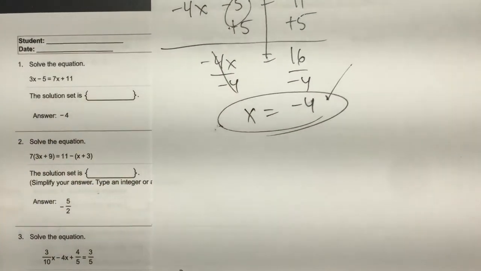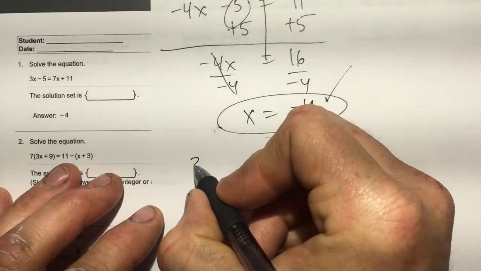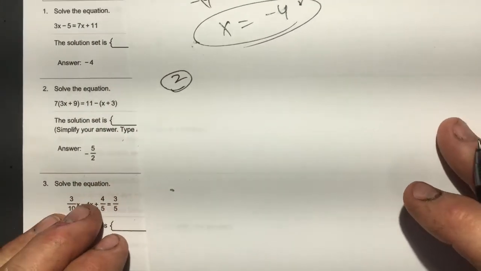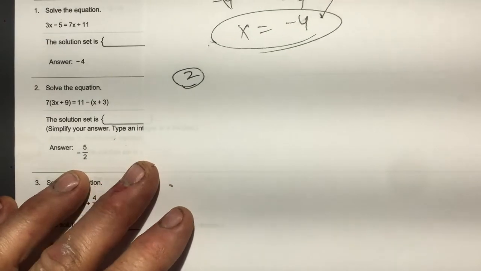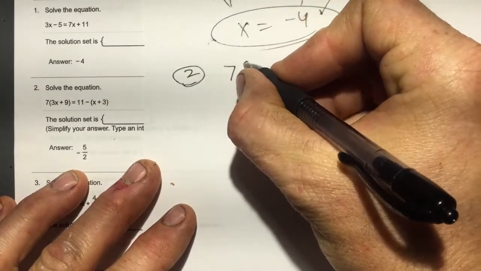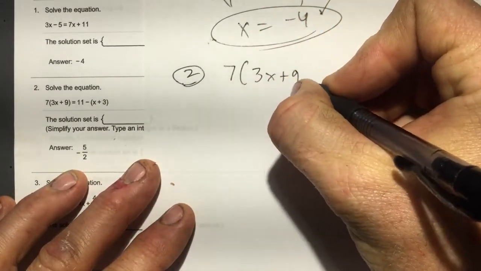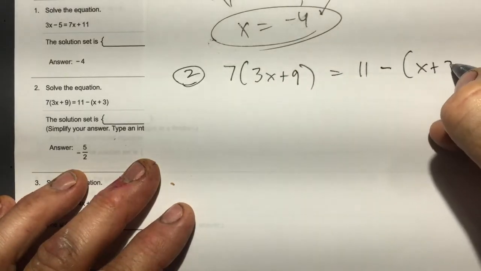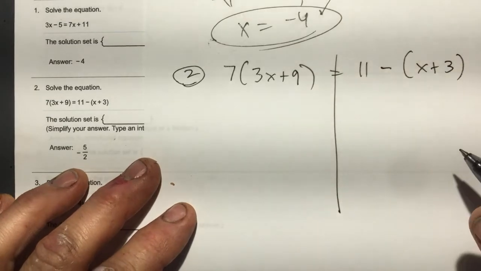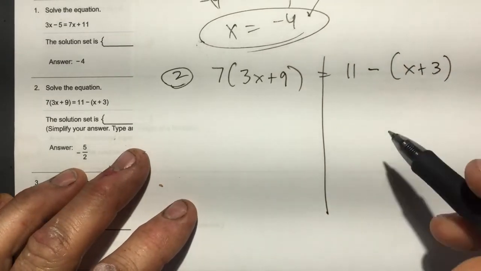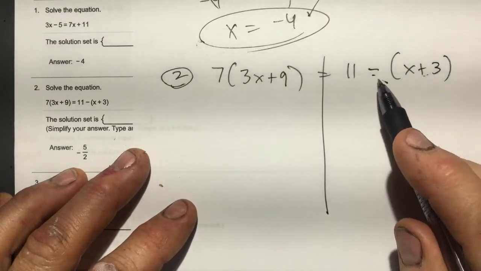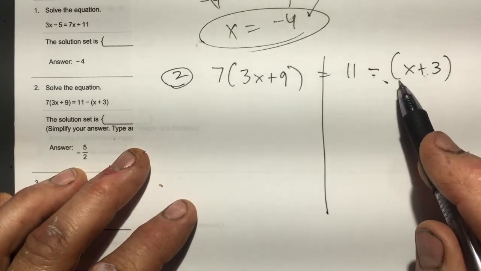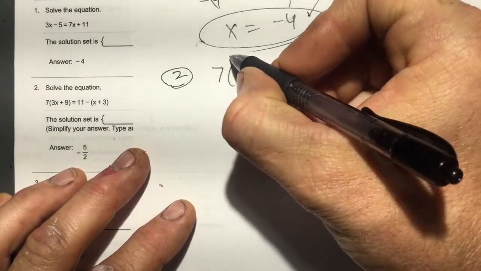All right, let's go down to the next one here, number 2. Number 2, 7 times 3x plus 9 equals 11 minus x plus 3. All right, here's my equals right there. And I'm not going to lie to you. Right here's where most mistakes are made. We got this minus to distribute on there. That's where a lot of people make a mistake. Well, let's go ahead and start over here.